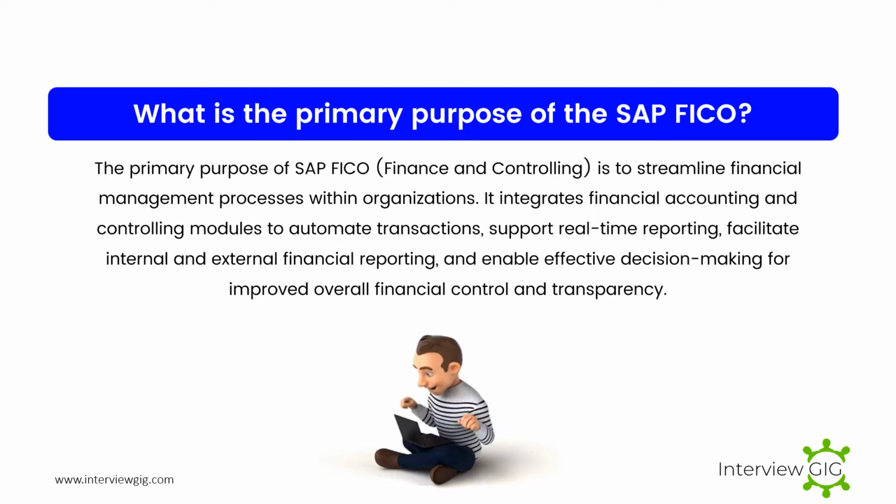What is the primary purpose of the SAP FICO? The primary purpose of SAP FICO, Finance and Controlling, is to streamline financial management processes within organizations. It integrates financial accounting and controlling modules to automate transactions, support real-time reporting, facilitate internal and external financial reporting, and enable effective decision-making for improved overall financial control and transparency.